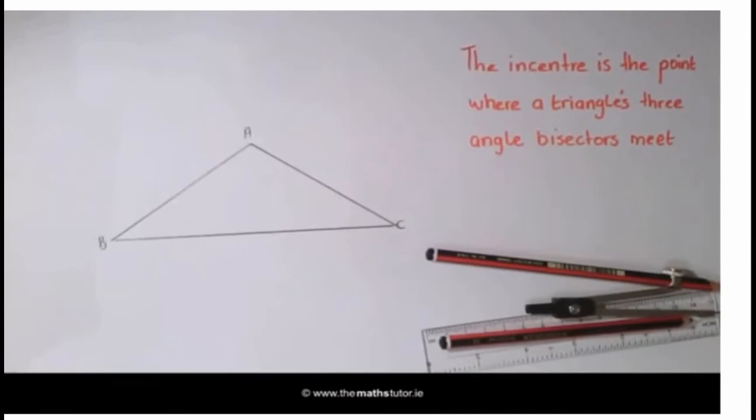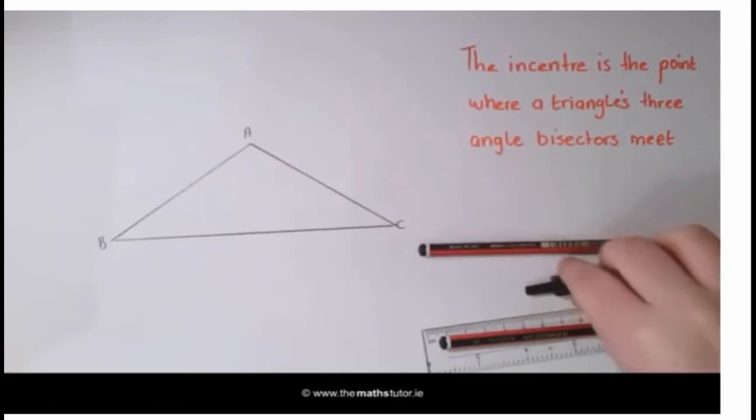We're going to construct the in-center and in-circle of a given triangle using only a straight edge and a compass. In this example, we're going to construct the in-center and then the in-circle of the triangle ABC. The in-center is the point where a triangle's three angle bisectors meet. So first, to find the in-center, we must bisect two angles of the triangle.